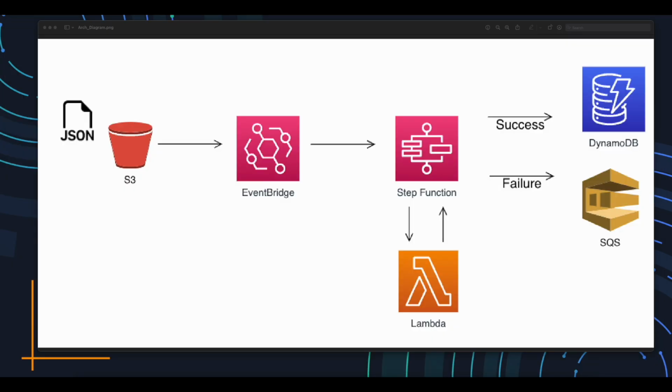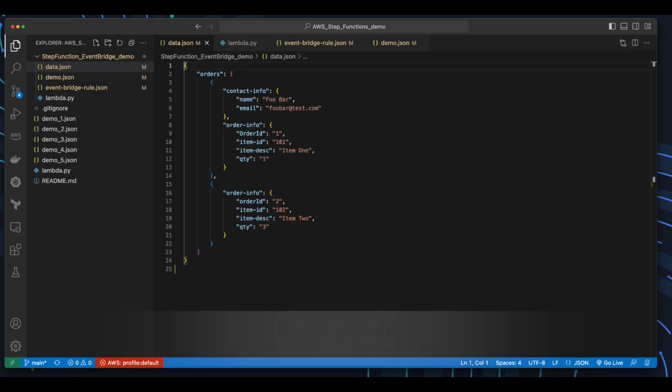In this video, we'll upload a JSON document into an S3 bucket, which will trigger an EventBridge rule to invoke a step function. The step function will retrieve and read the object from the S3 bucket, send the data to Lambda, then either persist the data in DynamoDB or write to an SQS queue. Before we start building out the solution, let's jump into VS Code and take a look at the JSON document.